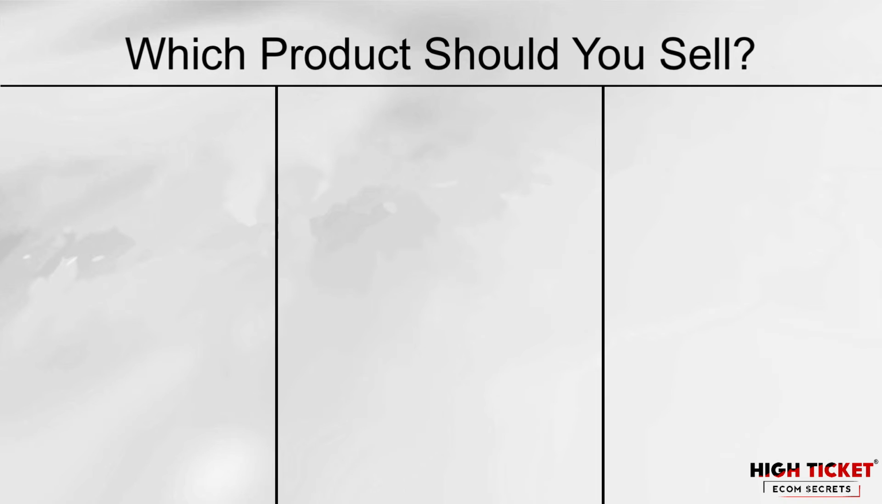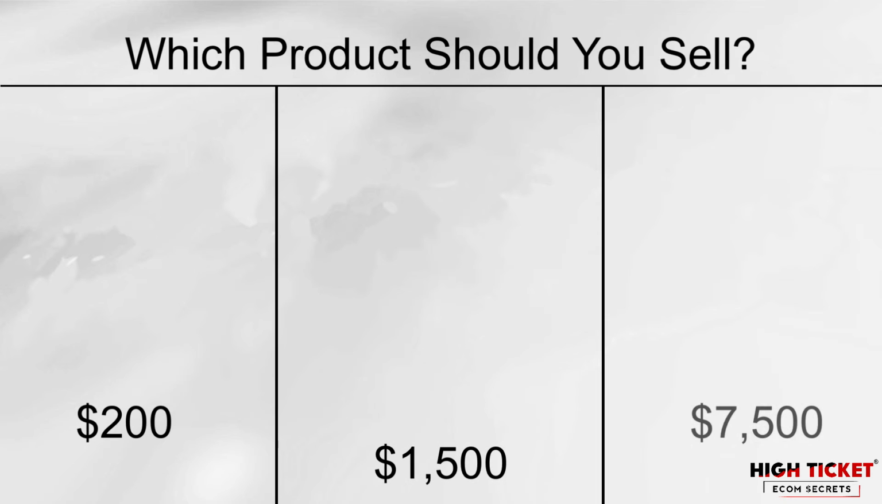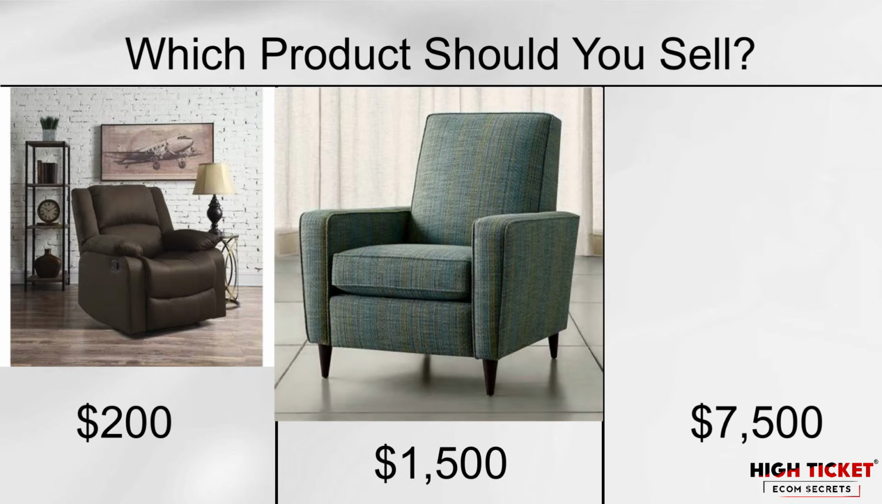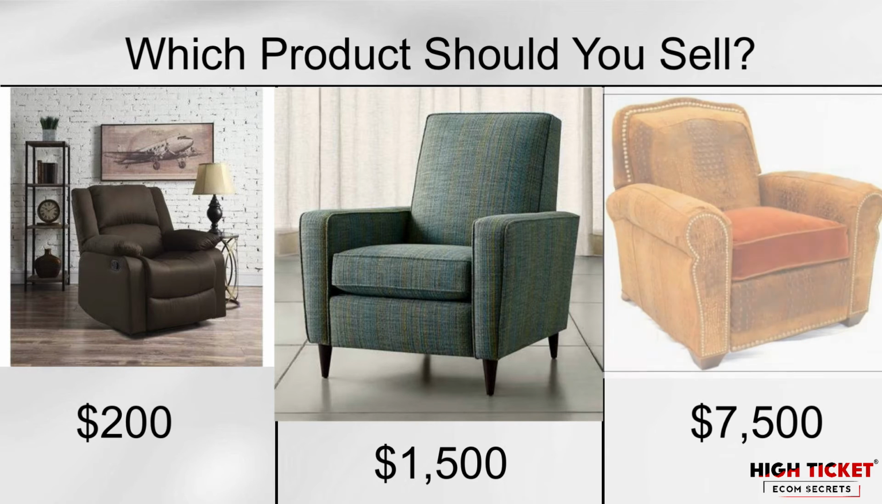Let's do a comparison to help illustrate this point a little further for you. Let's say we have 3 products, all different types of recliners, each with different price points. We've got them listed at $200, $1,500, and $7,500. The one we've got here on the left is a cheap little recliner. You could probably find it at Big Lots or something for $200. In the middle, we've got a fabric chair for $1,500. Nothing too crazy there, but a very nice chair. And on the right, we have this custom upholstered chair with most likely some kind of foreign fabrics and materials, and that's priced at $7,500.